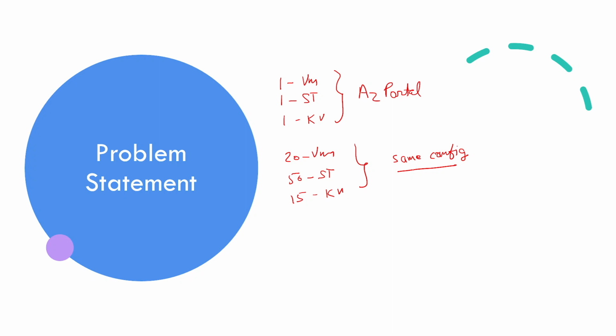So this is the problem statement which we have: I want to create a VM with specific configurations, the same for the storage account and the same for the key vault, and I want to create those multiple times. Multiple resources will be created and there will be no problem in the configuration. All the configuration will be the same. If we want to provision such resources, I don't think the Azure portal is the solution.